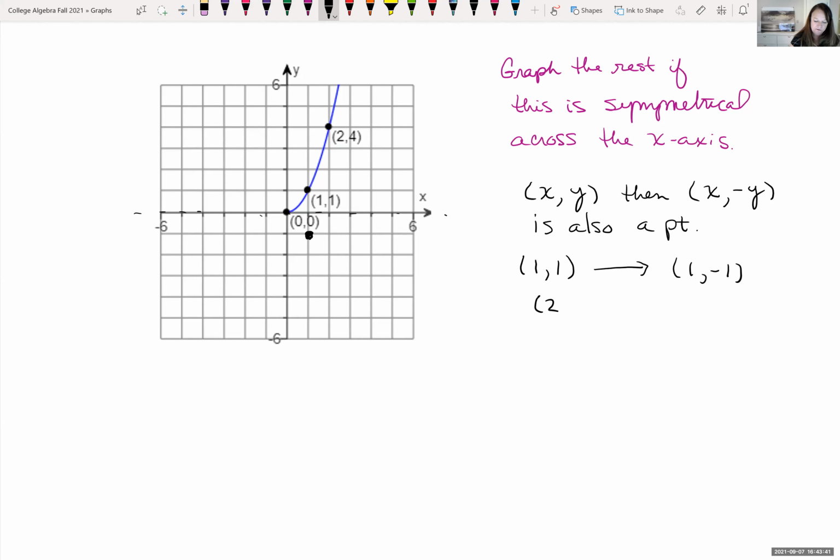This point 2, 4, just changing my y value, x stays the same, would be 2, negative 4. It's right here. And so graphing it would look something like this.